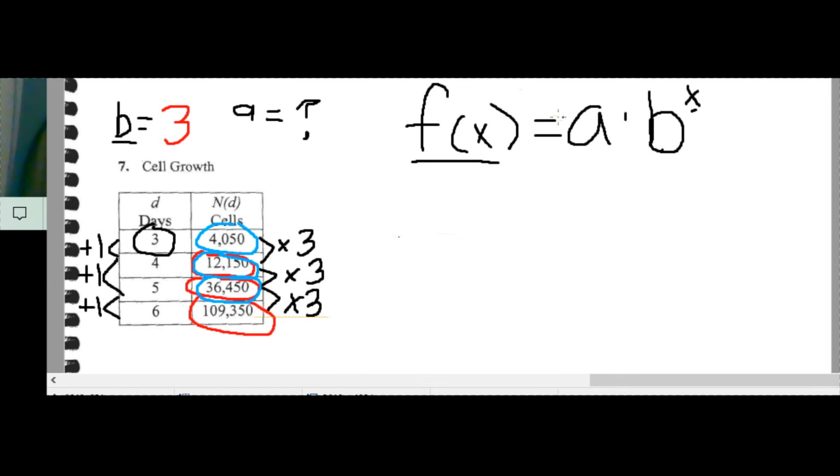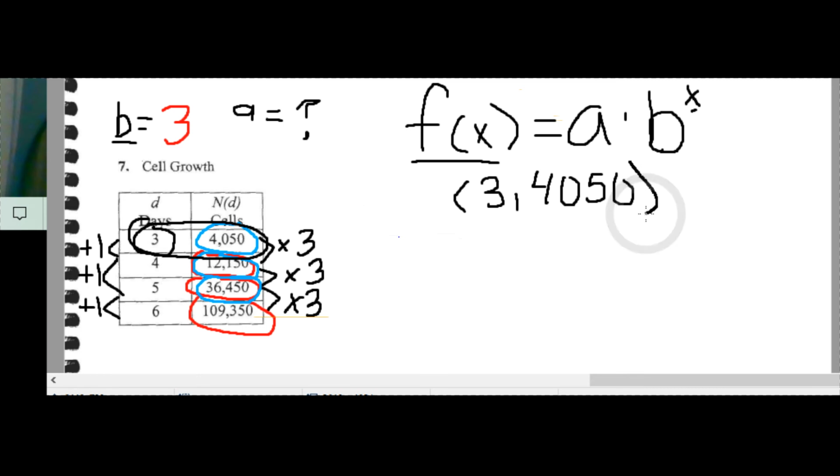I need a point, right, you guys? So I'm just going to pick the point that's got the lowest numbers. I like to work with the lowest numbers possible, so I make the fewest mistakes possible. So I'm going to pick the point 3, 4,050. And here's my x, here's my f of x, my input and my output. Beautiful.